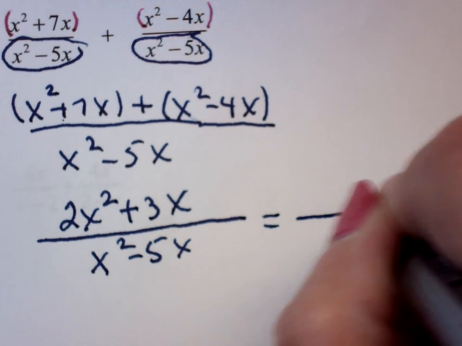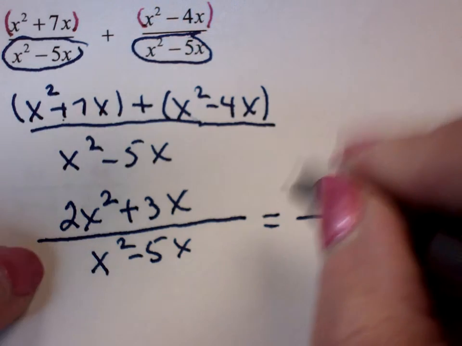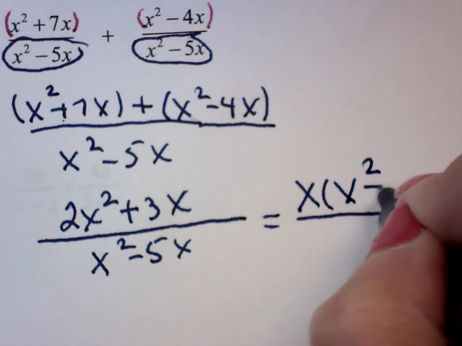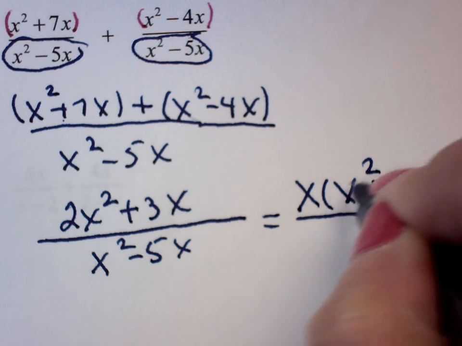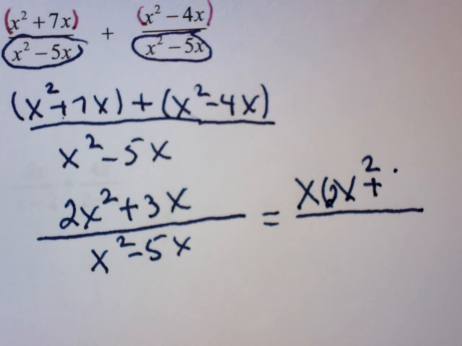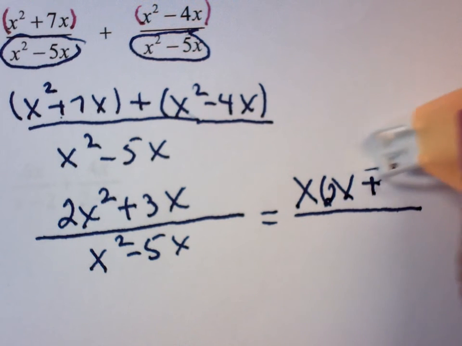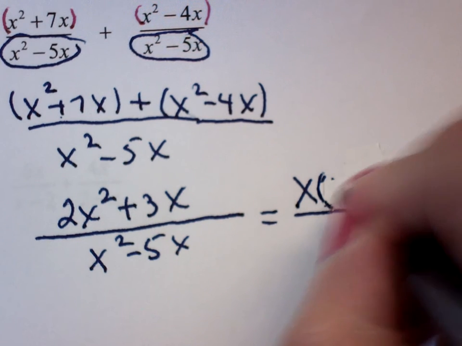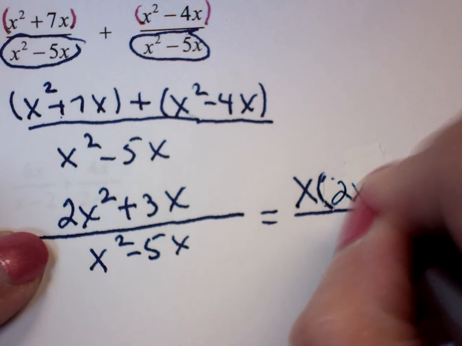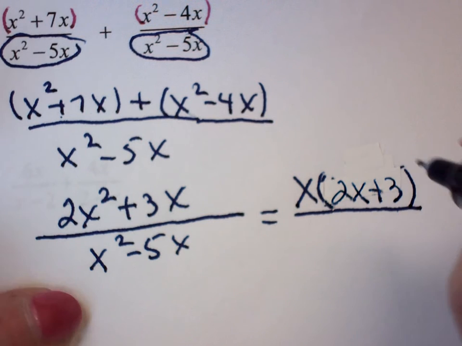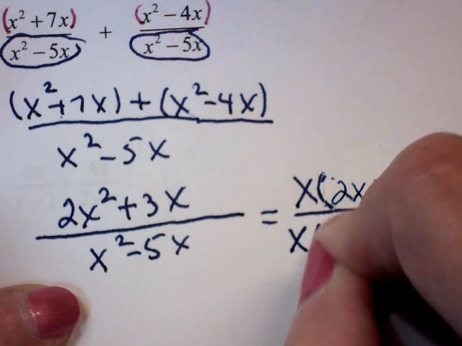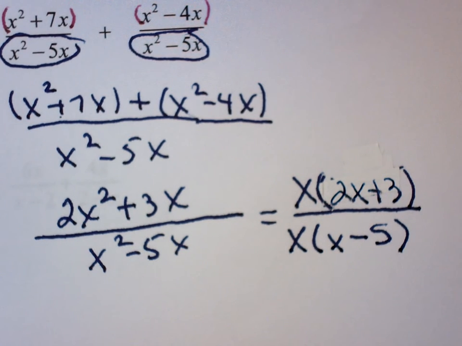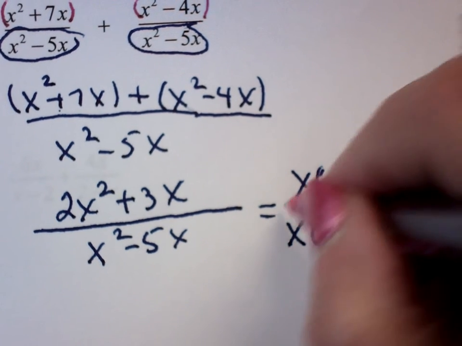Now I reduce it down. In the numerator, there's a greatest common factor of x. Take that out and rewrite that. I'm left with a 2x plus 3. In the denominator, there's a greatest common factor of x. So you notice the 2 x's reduce out.